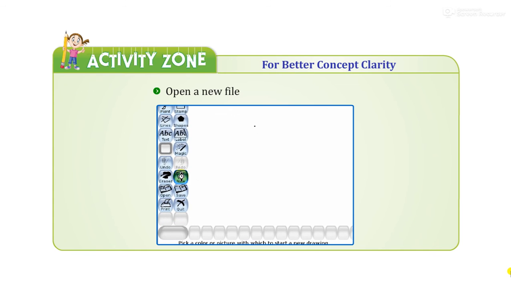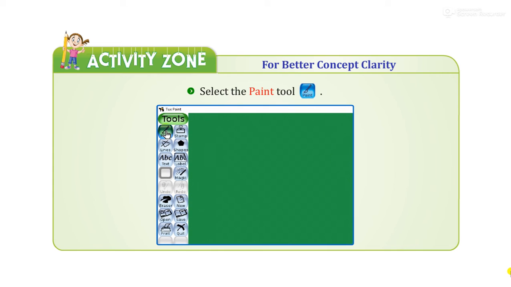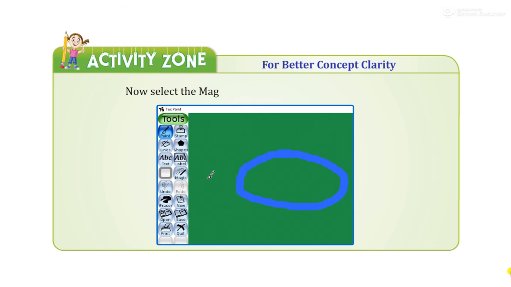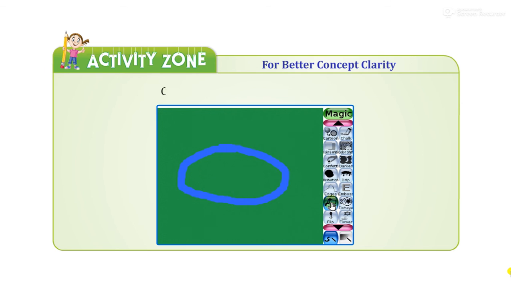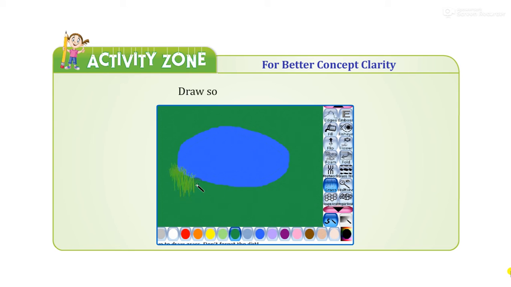Open a new file with green background. Select the Paint tool. Choose blue color to draw the pond. Now select the Magic tool and then choose Fill tool. Click in the pond to fill blue color in it. Now select the Grass effect and choose dark green color. Draw some grass on the ground.